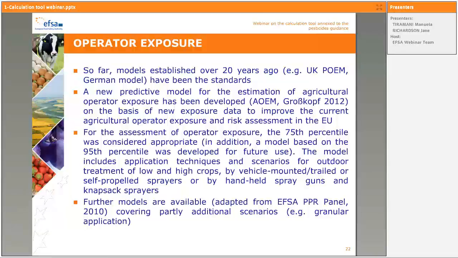Great help was given by the colleagues in BfR that together with other institutions and companies in Europe prepared the AOEM model. And the added value was that it's a new exposure database which reflects the current agricultural operator exposure and risk assessment exposure in the EU. Therefore, the risk assessment should reflect a more realistic scenario.